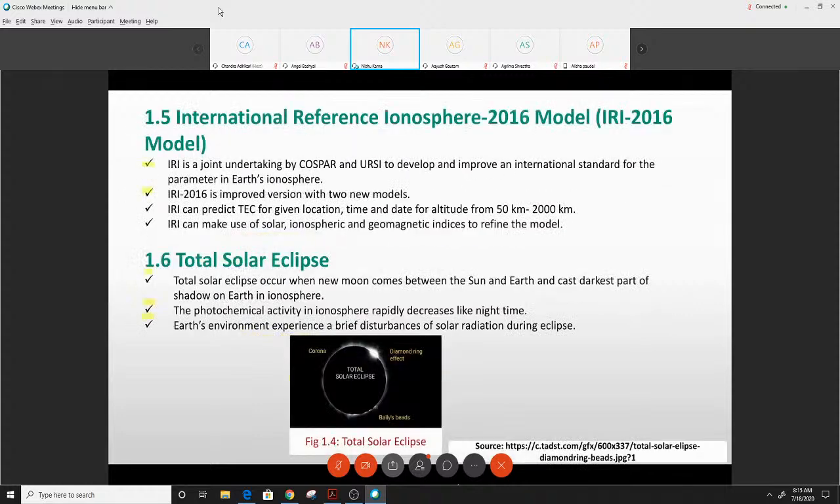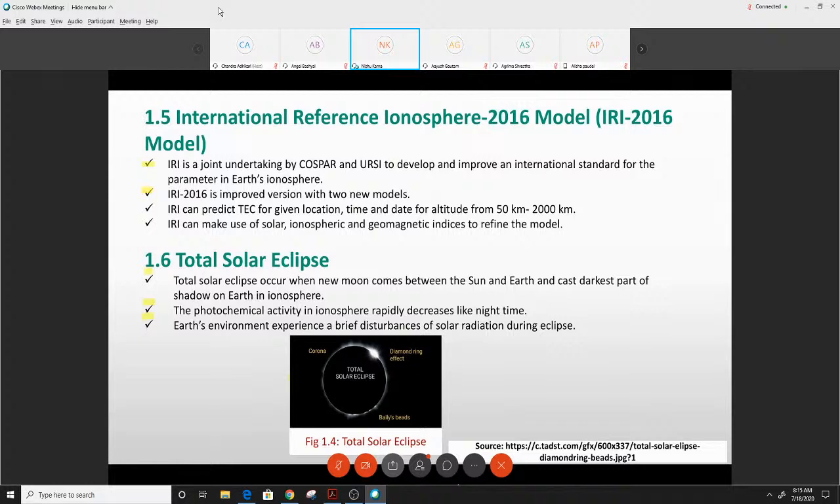The International Reference Ionosphere is a joint undertaking by the Committee on Space Research and the International Union of Radio Science with the goal of developing and improving the international standard for the parameters in Earth's ionosphere for radio propagation. And IRI 2016 is the improved version with two new models for peak electron density, height, and the ion composition at low and high solar activity. And here we are going to see the TEC variation during the total solar eclipse.